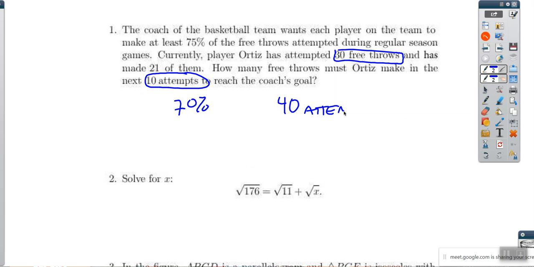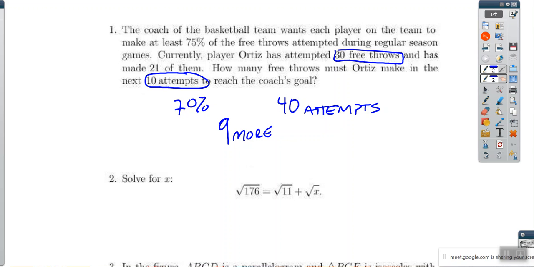And 75%, so the target goal is 75% of that. So he needs to make 30 free throws. Right now he's made 21, so in his next 10 attempts to get to 30, he needs to make 9. Right, because 75% is 30 out of 40, and so you're right, he needs to make 9 more. Because 9 plus 21 is 30.